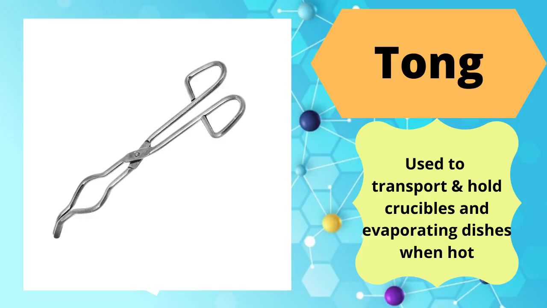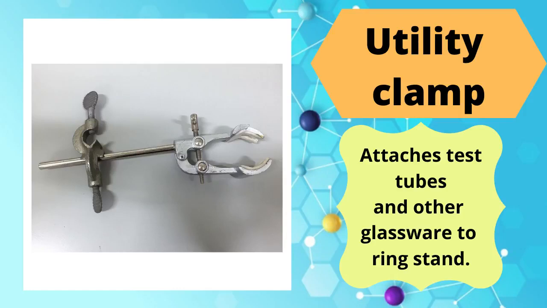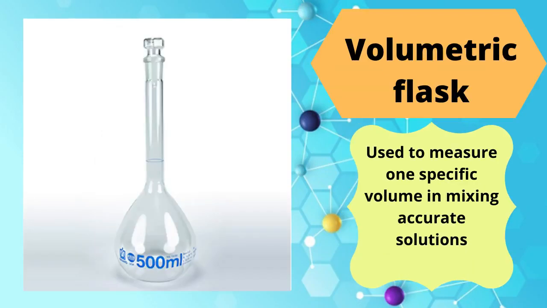Tongs, used to transport and hold crucibles and evaporating dishes when hot. Tripod, used to support flasks and beakers when heated. Utility clamp, attaches test tubes and other glassware to ring stand. Vacuum filter flask, used with a vacuum line and a Büchner funnel for vacuum filtration.